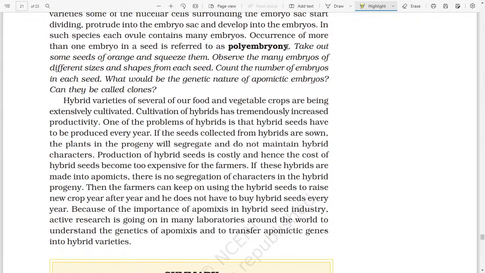If these hybrids are made into apomicts, there is no segregation of characters in the hybrid progeny. Then the farmers can keep on using the hybrid seeds to raise new crops year after year and does not have to buy new hybrid seeds every year. Because of the importance of apomixis in the hybrid seed industry, active research is going on in many laboratories around the world to understand the genetics of apomixis.